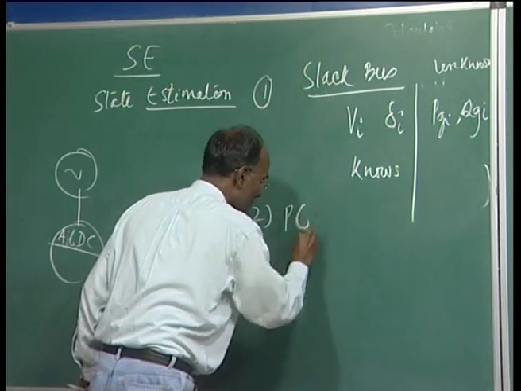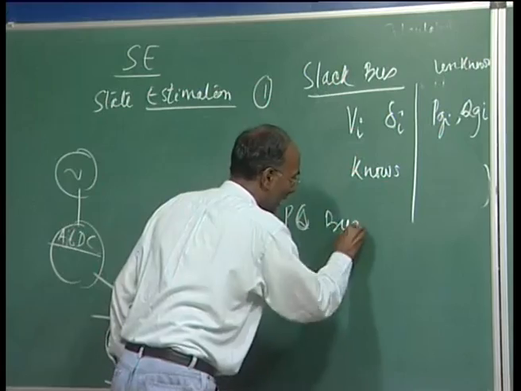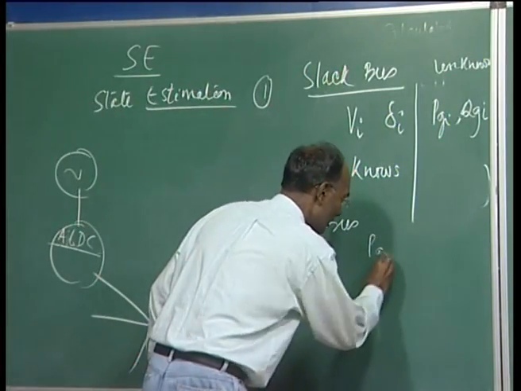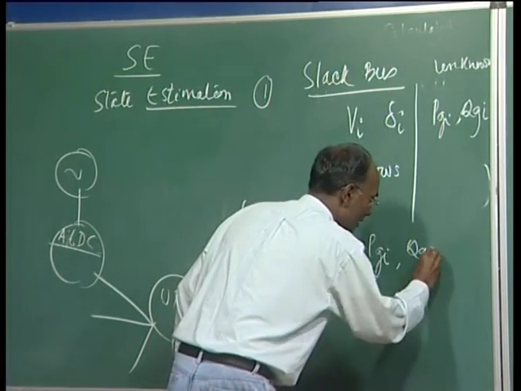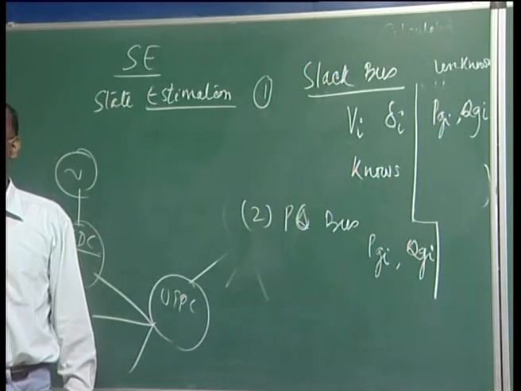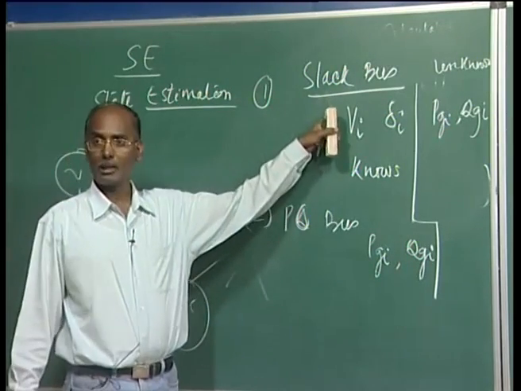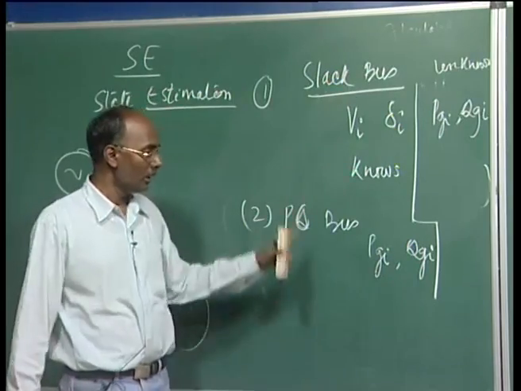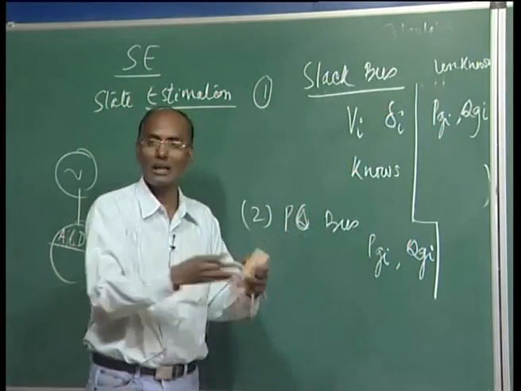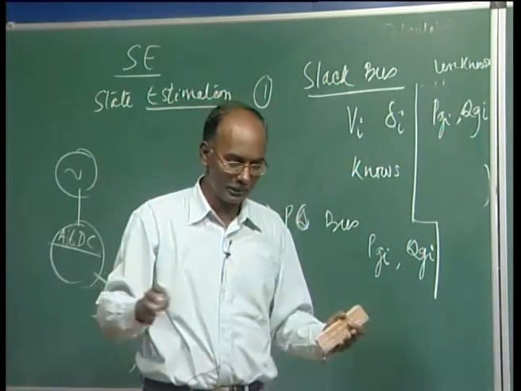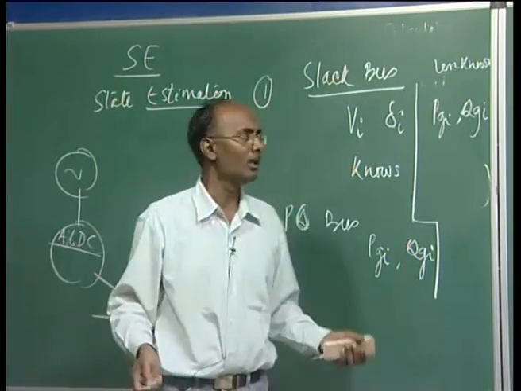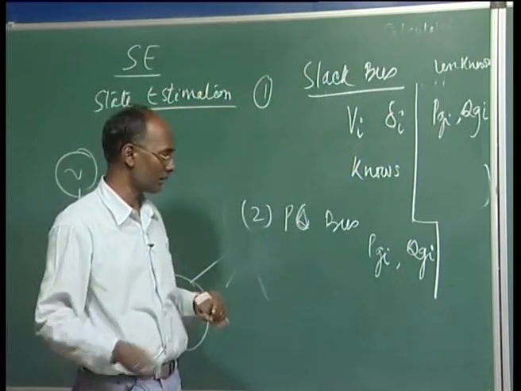Another is called the PQ bus, or also the load bus, where the PGi and QGi are set, given to you. Again, you cannot say this is the first and this is the second; we are basically classifying. We classify the buses into 3 types: one is a PV bus, one is a PQ bus, and another is the slack bus.